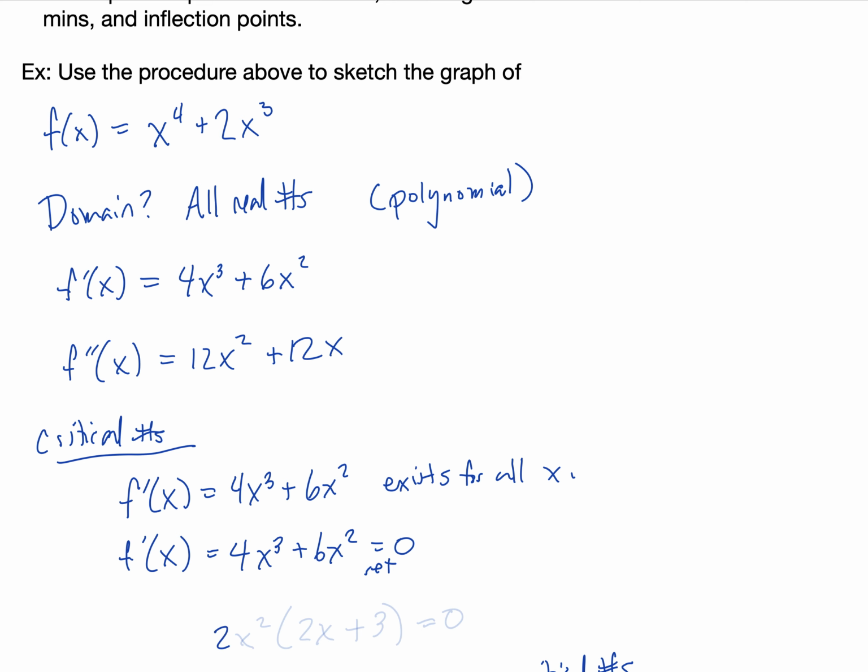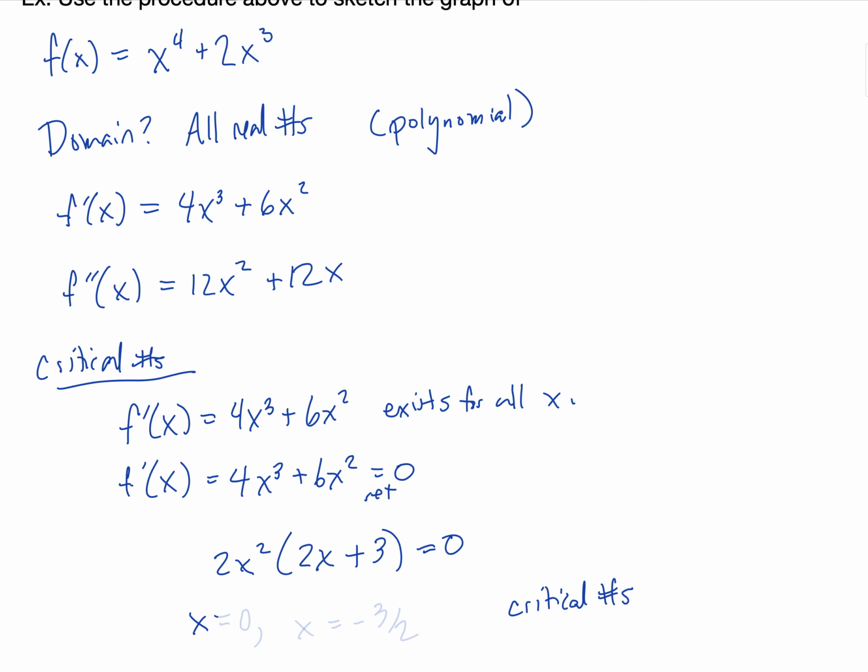So we could pull a 2x squared out of both of those terms. 2x squared times 2x plus 3 equals 0. And that factored form tells us that either x is equal to 0 or, solving for x in this other term, x is negative 3/2. So those are our two critical numbers.